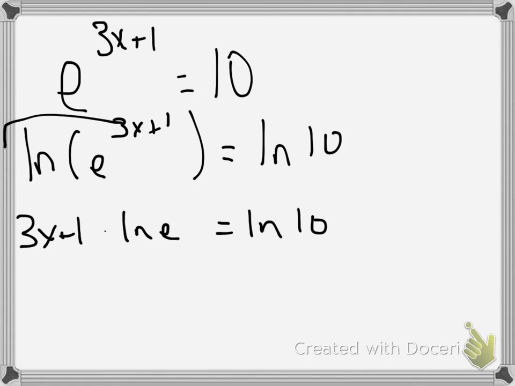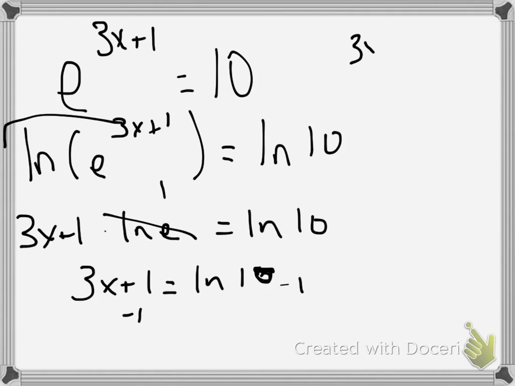But the natural log of e is just 1. So we get 3x plus 1 equals the natural log of 10. And then we can just peel back the equation to get x by itself. We'll subtract 1. So we get 3x equals the natural log of 10 minus 1.